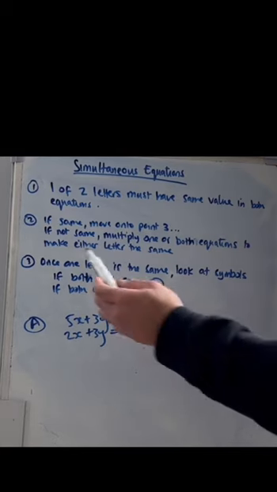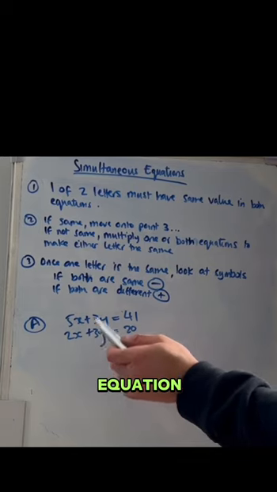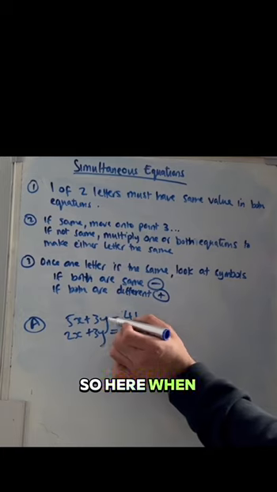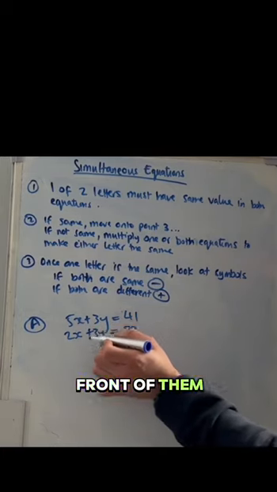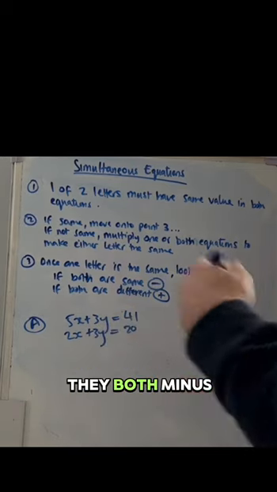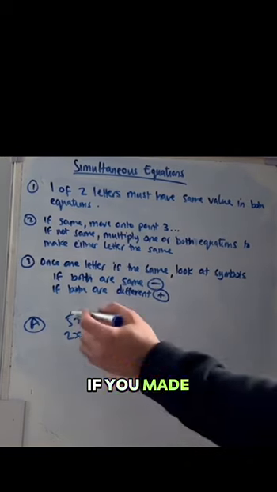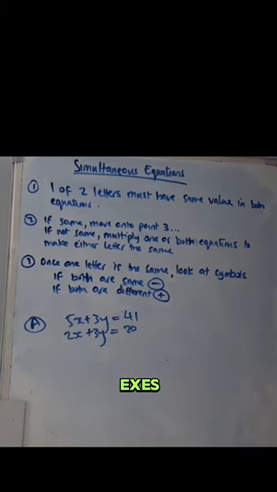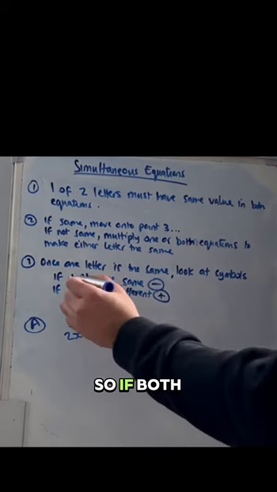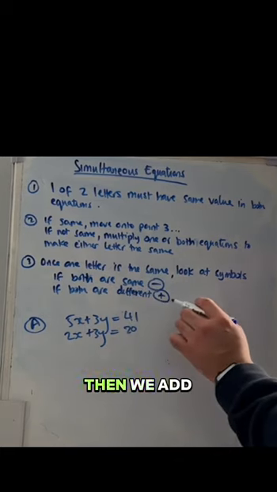Here, our y's are the same. I've got 3y in this equation and 3y in this equation, so I can move on to step 3: look at the symbols. When your y's are the same, you look at the symbols in front of them. Is one a plus and one a minus, or are they both plus or both minus? If both are the same, we take away the equations. If both are different, we add the equations.